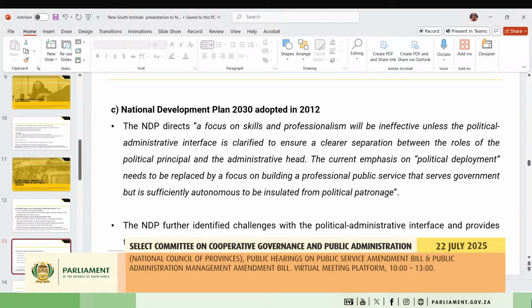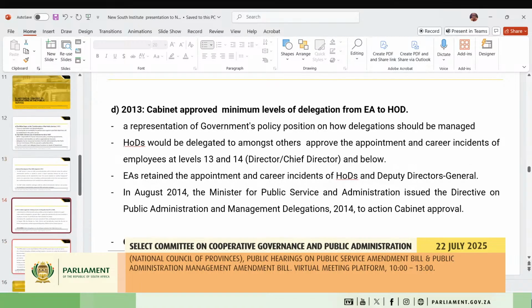Then we have the National Development Plan, which I've jumped to 2012 now, and it directs that there must be a focus on skills and professionalism, and analyzes the entire environment in which the public service is operating. And also one of the issues relates to the political administrative interface and thereby the need to separate roles and responsibilities of political principals and administrative heads. There's a direct quote there from the NDP. And it further identified challenges with political administrative interface and proposes the devolution of administrative powers to heads of departments and senior managements.